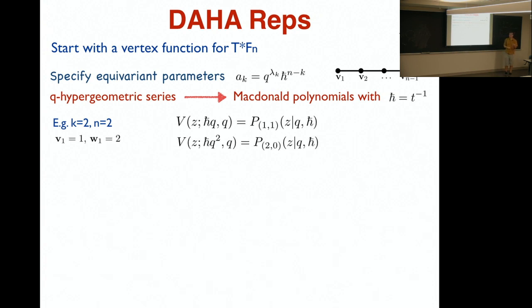This is the so-called Macdonald polynomial. Macdonald polynomials are classified by Young diagrams. So this is the construction of the Hilbert space: the Hilbert space in question is constructed out of Macdonald polynomials, which are in one-to-one correspondence with a certain lattice here, on which we evaluate the equivariant parameters.